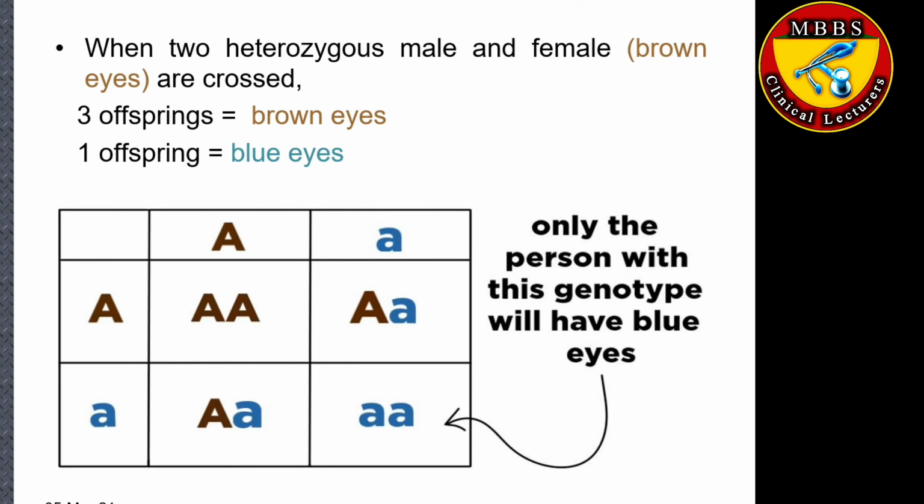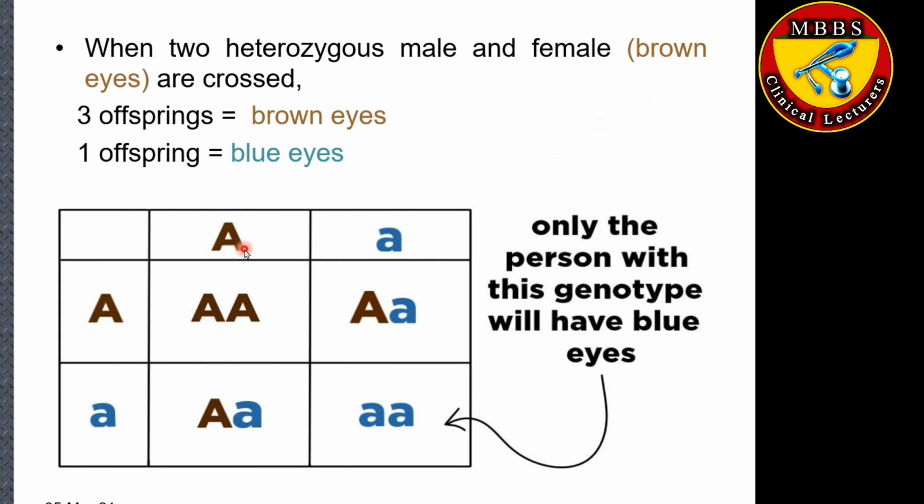I'll explain again the same here. When two heterozygous male and female having brown eyes are crossed. What do I mean? Two heterozygous male and female. This is a male with a brown eye, but it is heterozygous, which means both the alleles are different, but it is expressing the brown eye. The expression pattern is brown, which means the dominant is brown.